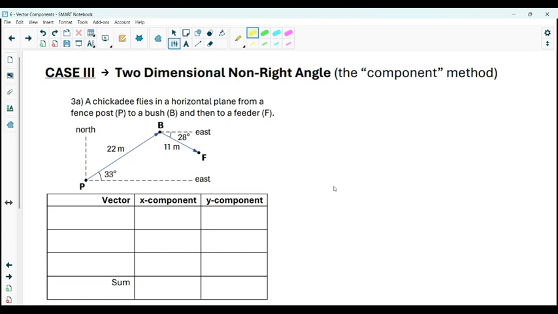only works when you're adding two vectors. The second there's a third vector added, it doesn't work anymore. Sine law, cosine law, out the window. So we're going to choose a better way to do this. We're going to choose a more robust tool to help us figure this out. And this is practice.